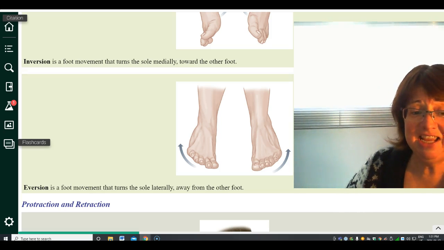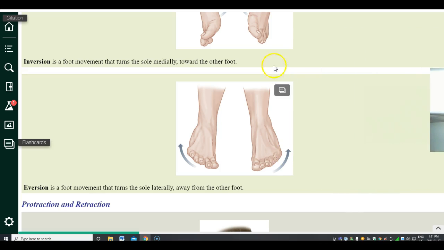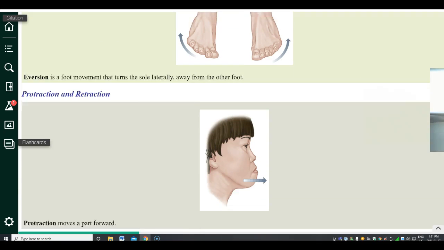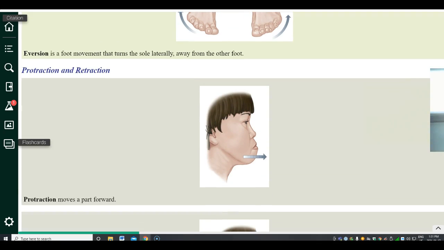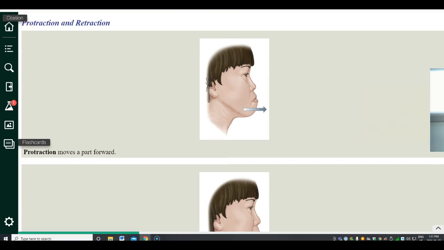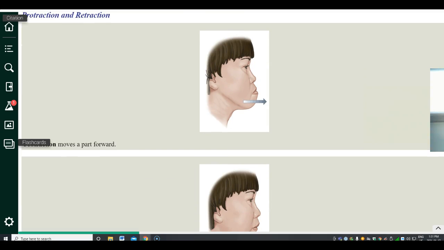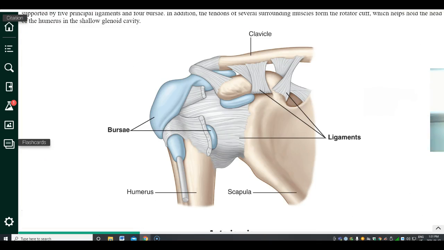And then there's inversion and eversion. Inversion, the soles of your feet touch. Eversion, they're away, basically. Usually this has to do with being pigeon-toed. Then you've got protraction and retraction. Pro means you're moving forward. Re means you're going backwards. So protraction, retraction. Okay? Good.